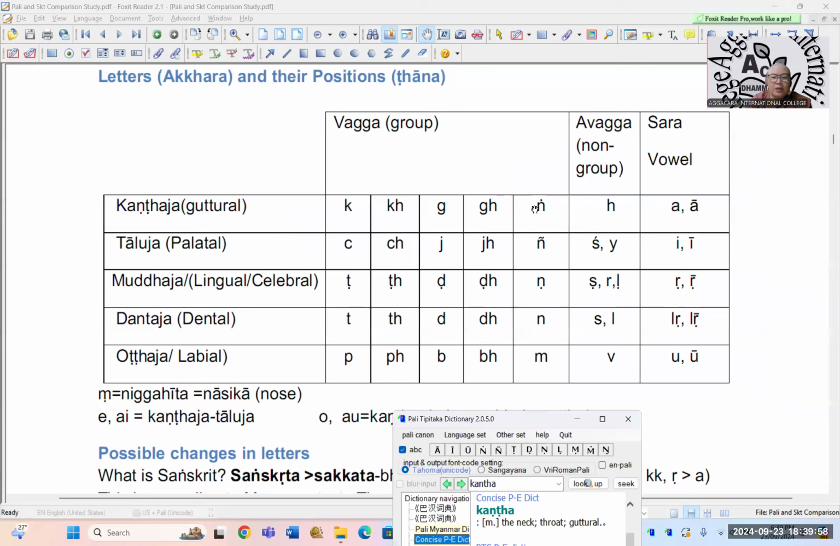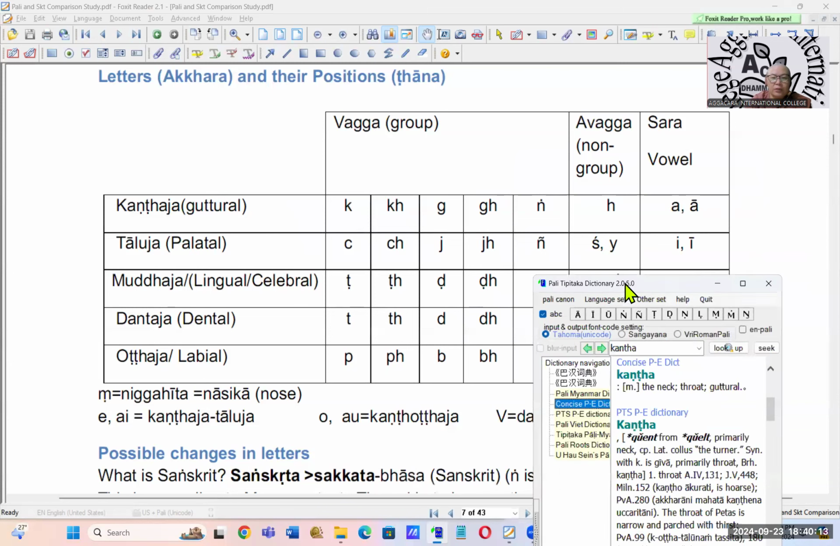So ka kha ga gha nga, so pronounce ng. So cha chha ja jha nya, so pronounce ny. So this is called talaja. Then the lingual or cerebral is called muddhaja. Okay, muddha. Oh, what's the meaning of muddha?